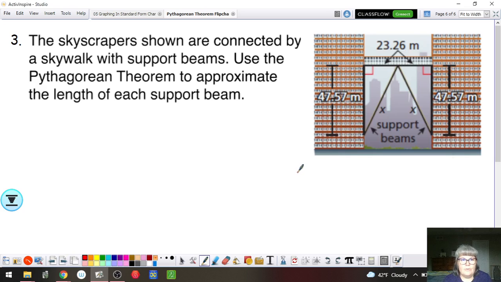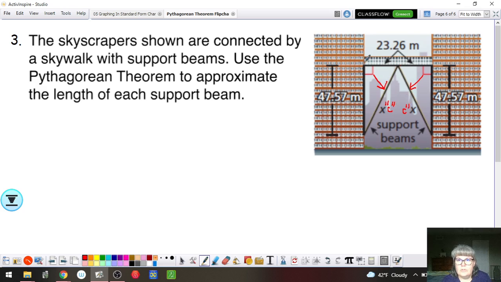We can also use this with application. It's not just doing this with any triangle that we're given sides. So in this problem we have two skyscrapers that have a skywalk connecting them, so you can walk between buildings without having to go down to the ground and walk over. And we need to find the length of each support beam. Well, each support beam is across from the right angle. So each support beam would be C.